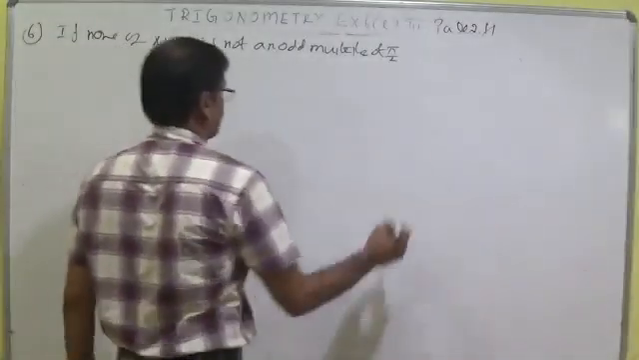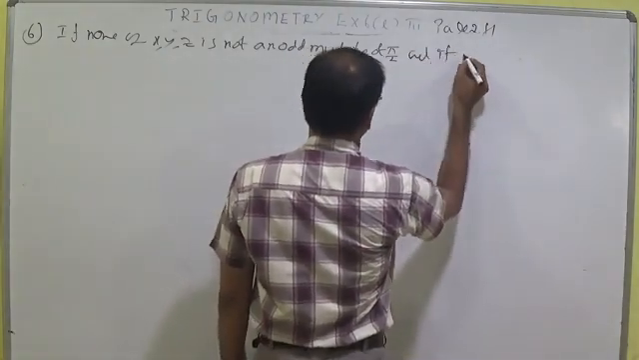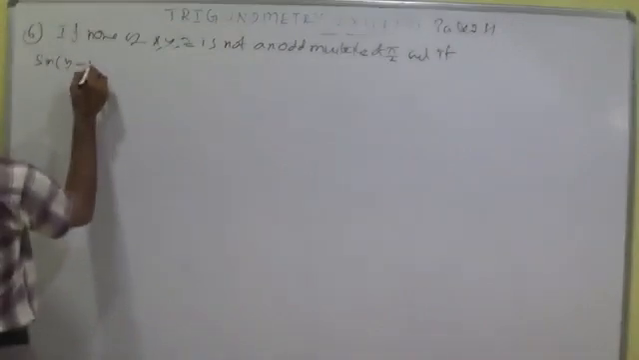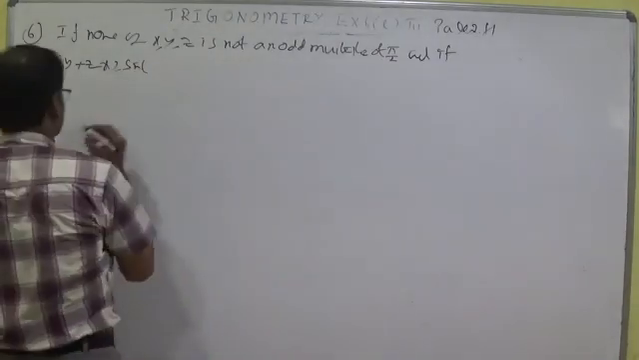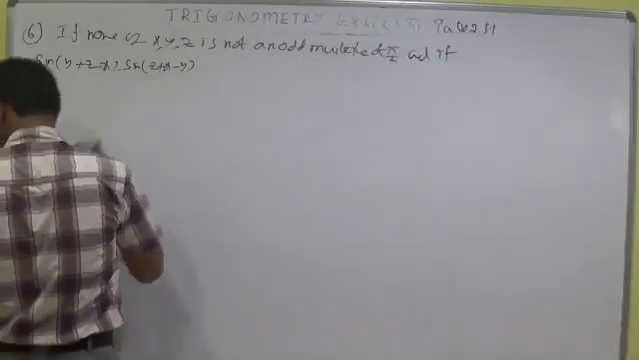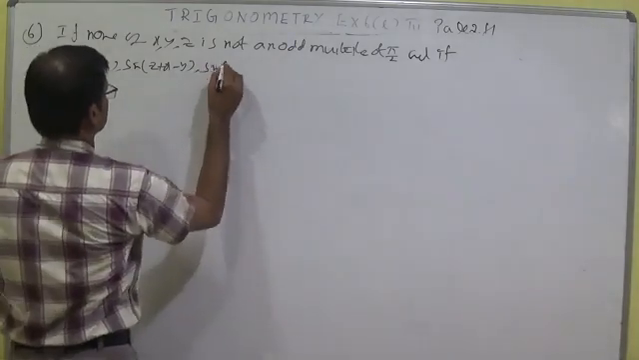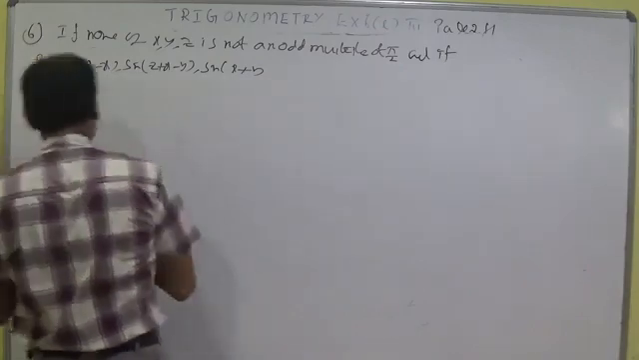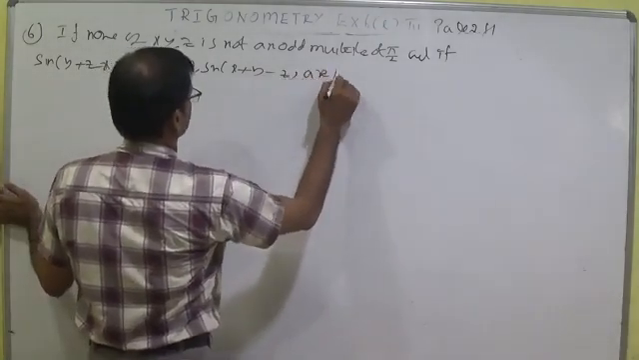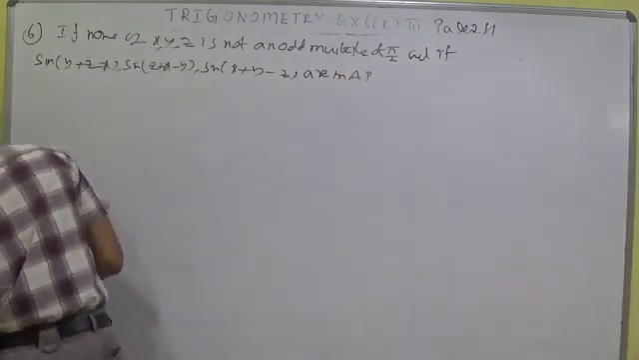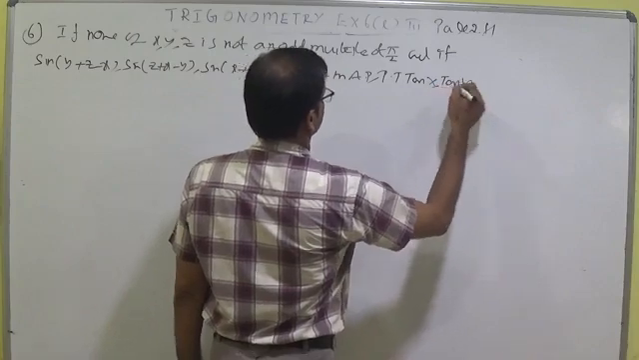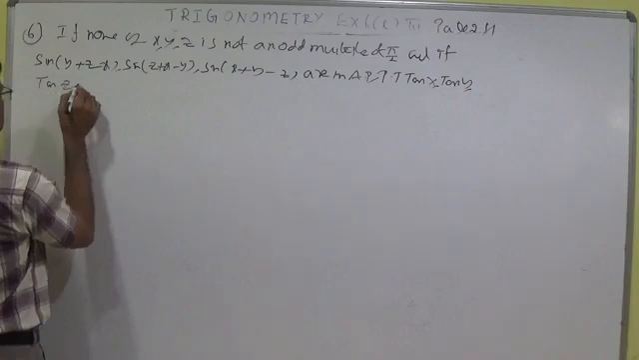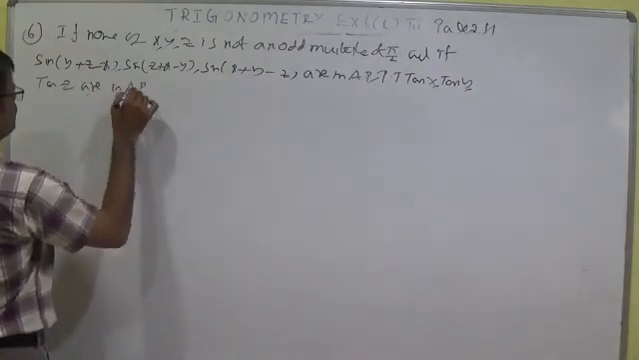And if sine of x plus y minus z... sorry, if sine of y plus z minus x, sine of z plus x minus y, sine of x plus y minus z are in AP, AP meaning arithmetic progression, then prove that tan x, tan y, tan z are in AP.